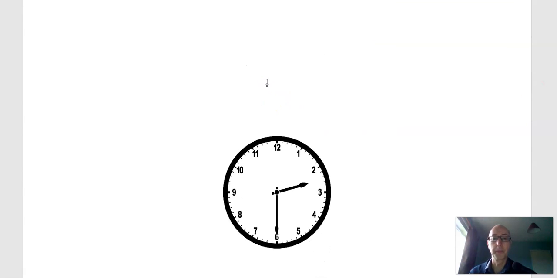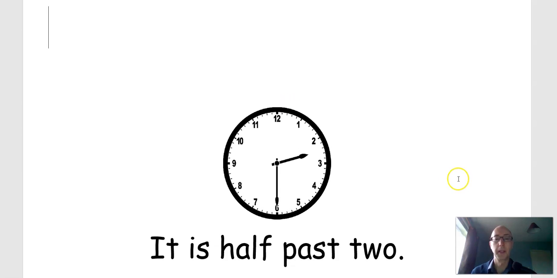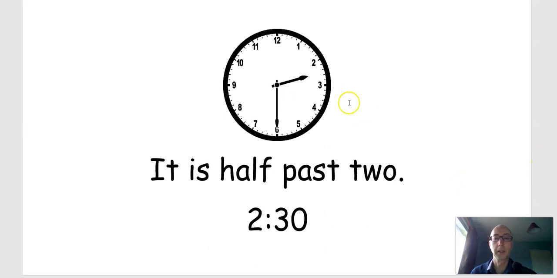So now, we're going to change it. Here, the big hand is not at 12. Where is the big hand? Well, this is the big hand. It's at 6. So if the big hand is here, it's half past. Half past. This is half o'clock. Half past 2. Half past 2, and here is the time in numbers, 2:30.